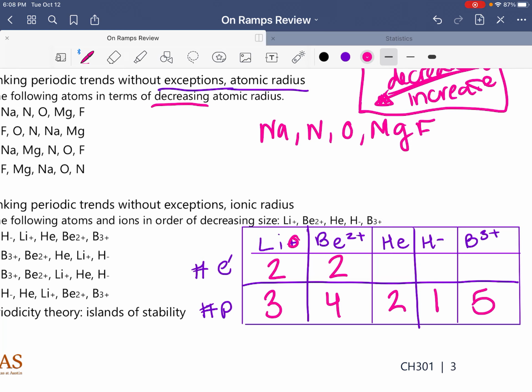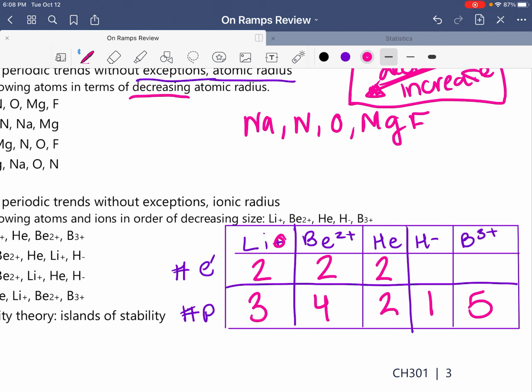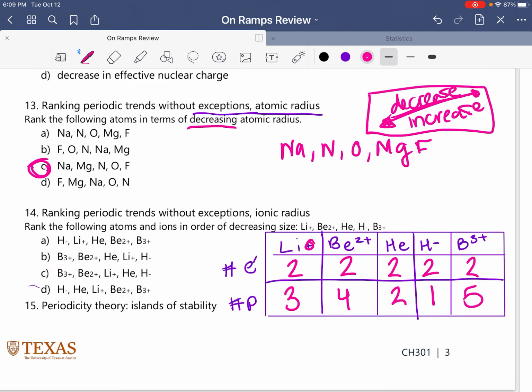Helium usually has 2 electrons in its ground state, and it is in its ground state, so 2 electrons for helium. Hydrogen usually has 1 electron in its ground state, and we are going to have a negative charge, meaning we're adding another electron. 1 plus 1, 2. Boron usually has 5 electrons in its ground state, but it has a positive 3 charge, so we're going to take away 3 electrons. 5 minus 3 is 2.